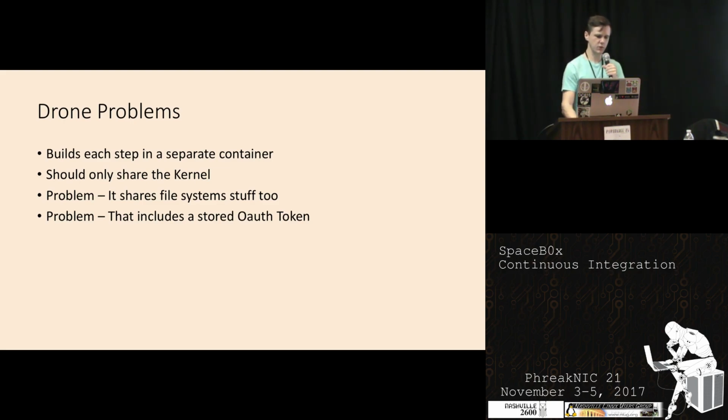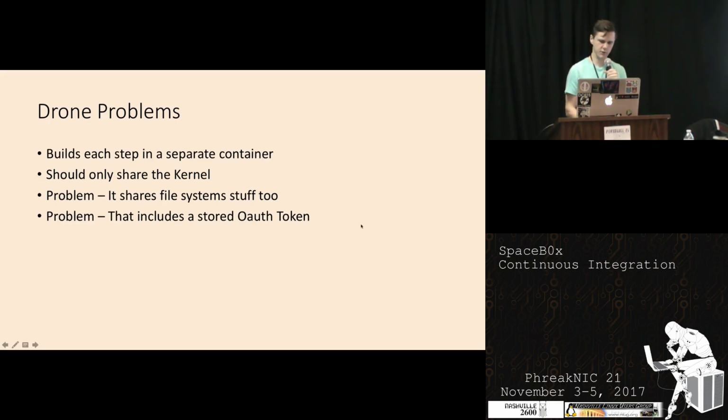But the problem with this Drone stuff is that it shared file system stuff too, outside of just sharing the kernel. And they were doing that on purpose. And one of those shared things was the OAuth token to get into the GitHub account to pull the code down.